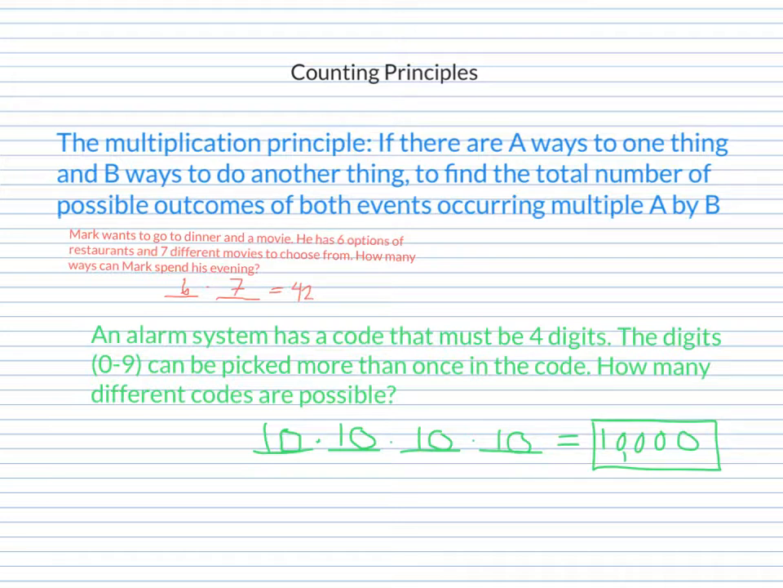So if you were trying to break into someone's house, which you shouldn't do, and you wanted to keep trying the codes until you got it, you would have to test that code 10,000 times, 10,000 different codes until you for sure had it. The next type of counting principle is called a permutation. A permutation is an arrangement or ordering of a number of distinct objects.